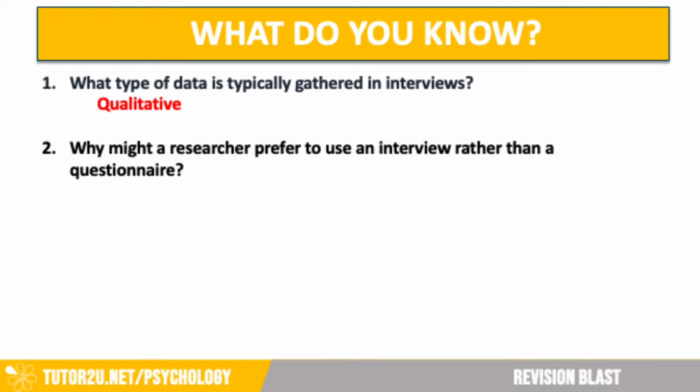So we've got, why might a researcher prefer to use an interview rather than a questionnaire? Yeah, someone's put primary data there as well, absolutely. And yeah, that is a type of data as well, primary, secondary, qualitative, quantitative, well done. So why might a researcher prefer to use an interview rather than a questionnaire? So again, looking for some elaboration here for number 2.